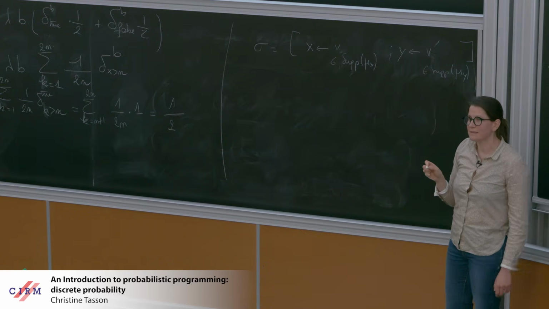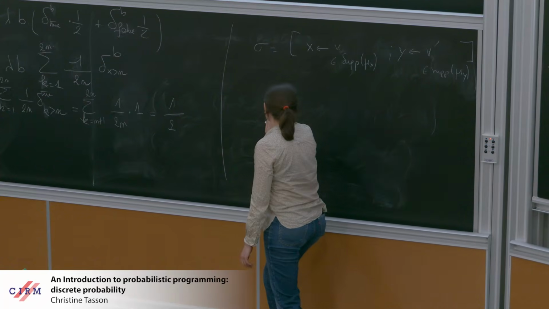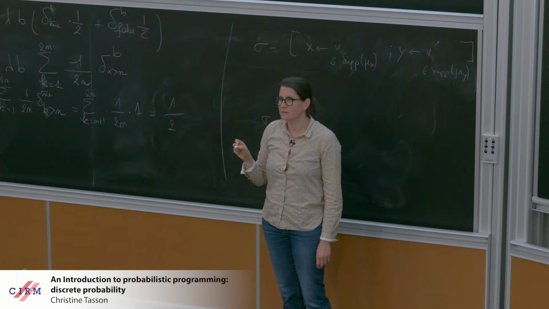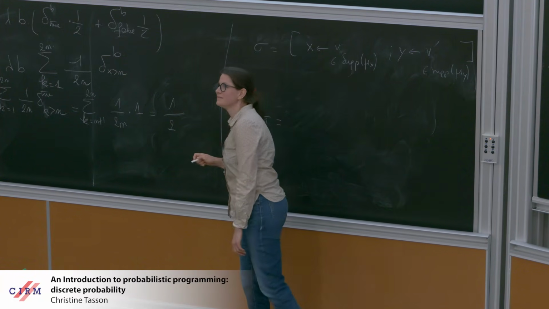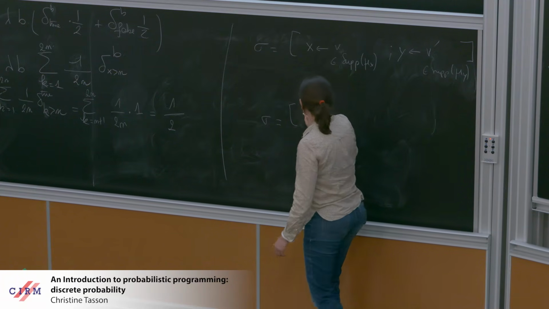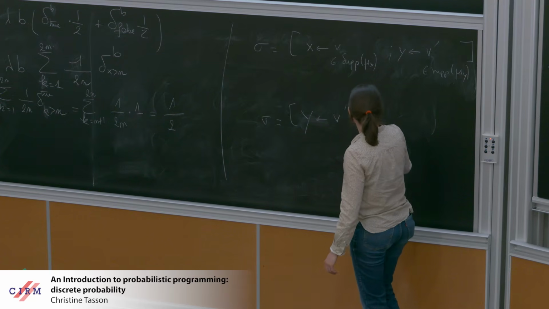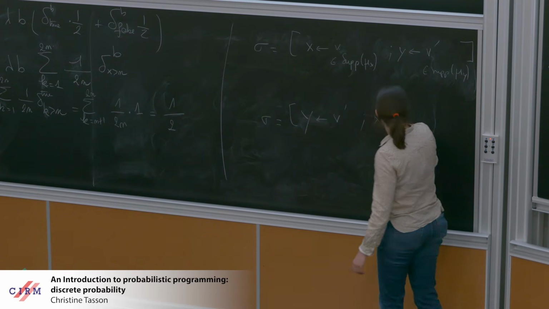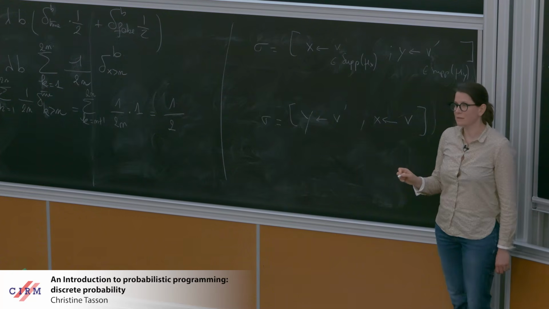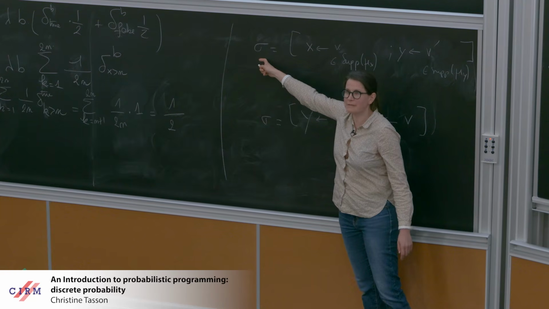And now what is the sampling trace for the second one? Be careful. Oh, sorry. First I sample y, I get v prime, and then I sample x, and I get v. Okay? So that's the set of sampling traces.